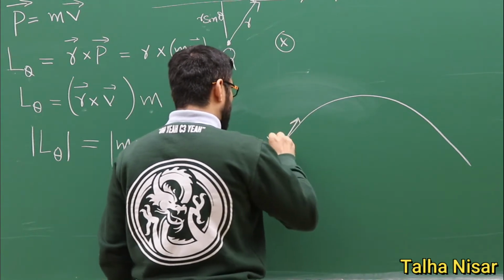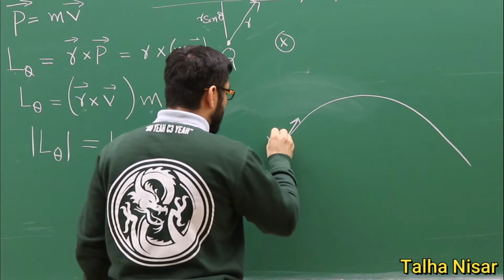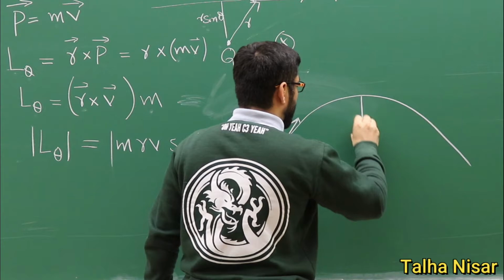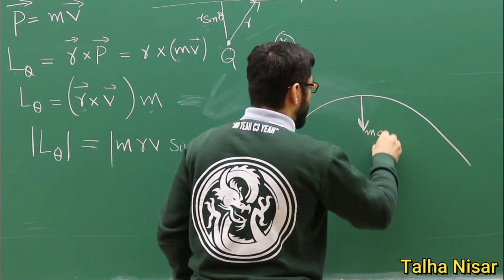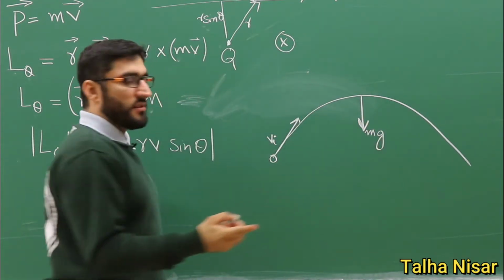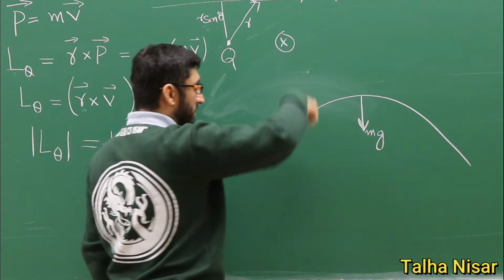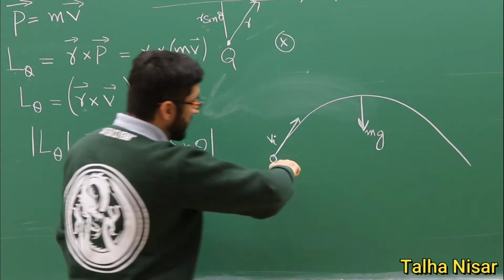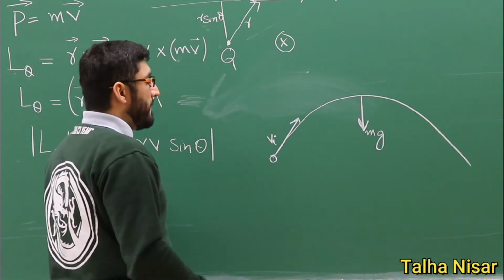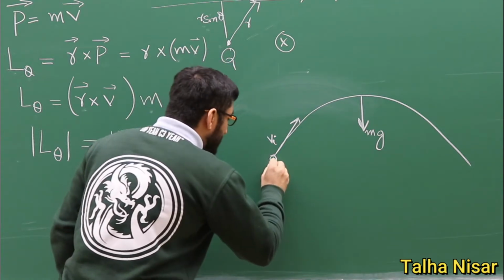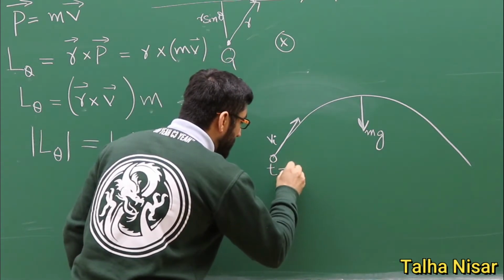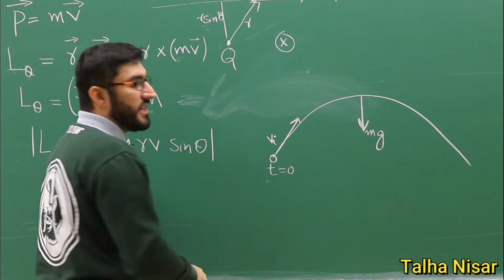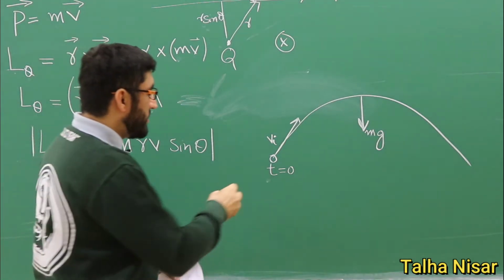So it has some initial velocity, this is the vi, and then it will go like this. The only force that is acting on the projectile is the gravitational force. All the time it will feel the gravitational force. That's why it will come back to the ground. So this is the time equals 0, when it just starts the projectile motion.